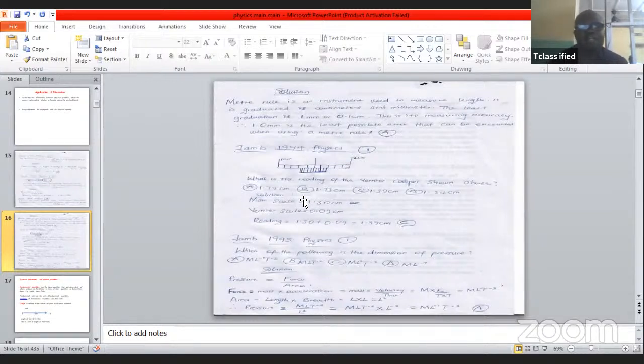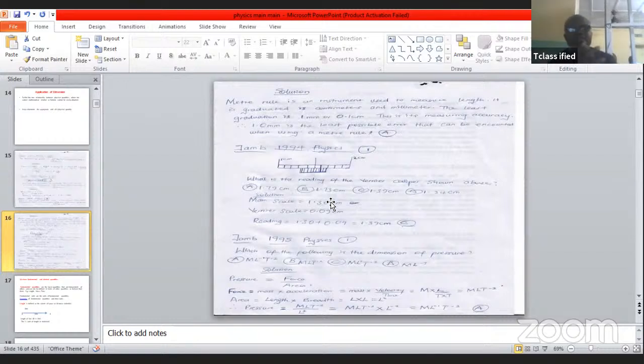Then when we go to the vernier scale, look at where there is intersection. So if you count from here, 1, 2, 3, 4, 5, you see this is where there is intersection, at a point of 0.09, and that's why we have 0.09. So if we add together, we're going to have 1.39, and that makes option C the right answer.